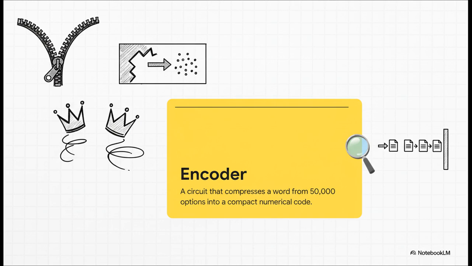It takes a word from our massive 50,000 word vocabulary and just squishes its meaning down into a tidy little package of a few hundred numbers. And what's cool is that words that mean similar things, like king and queen or happy and joyful, end up with really similar numerical code.